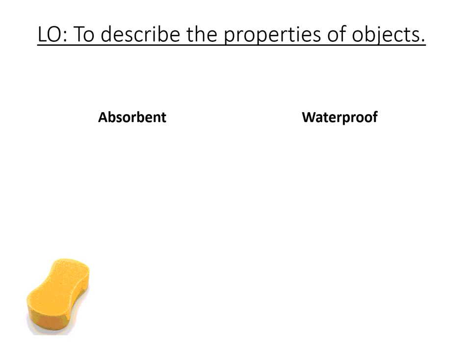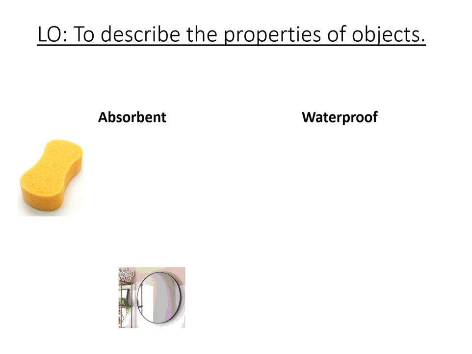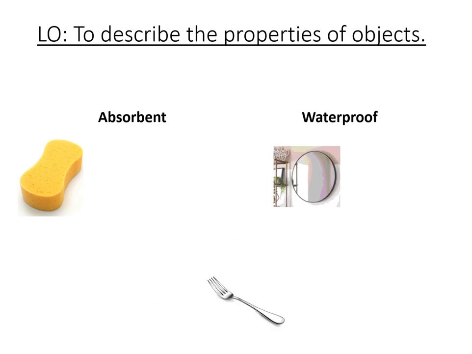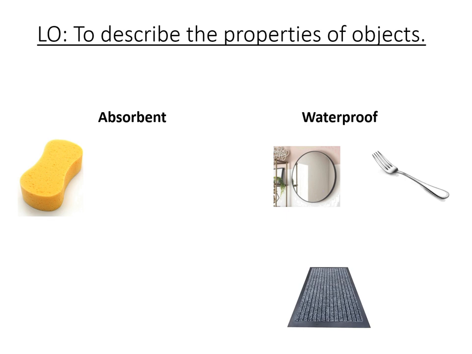A sponge, is that absorbent or is that waterproof? Well done, that's absorbent. We use that to mop up water. A mirror, would water run off that or would water soak through? It would run off it, so that means it's waterproof. A fork, waterproof? Yeah, that's right. If you were to put that in a bowl of water and then take it off, it would shake clean, wouldn't it? The mat.